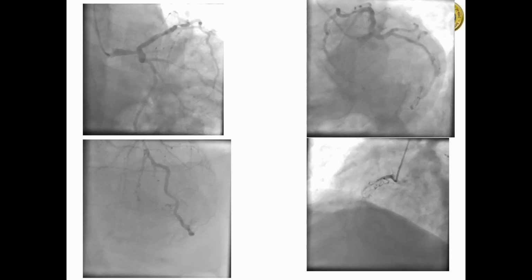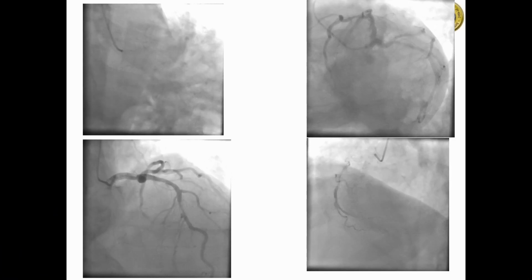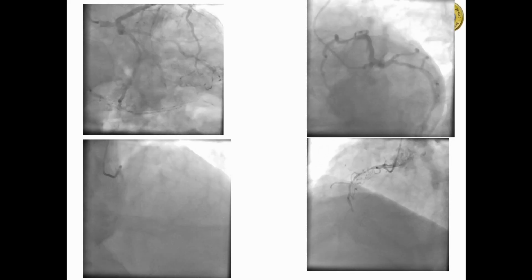One way is to go through to the left circumflex and assess the lesion. The other way is to open the LAD and afterwards assess the left main with FFR, or with a CT, maybe. The CT may show that it is significant.